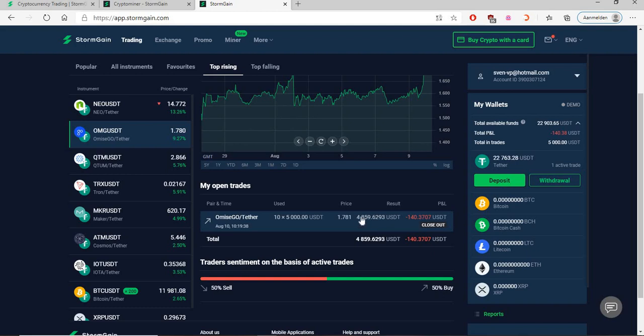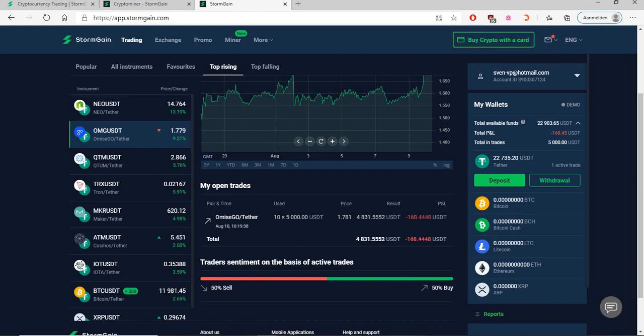This is the US dollar tethers we have now in our trade. So we have started with 5,000 and we have a little loss here, and this is our current total loss. So if you're going to make more trades, then this will add up the amount you lose in the whole picture, or the amount you're going to take as profit when you close your trades.